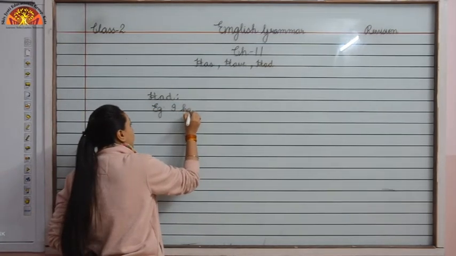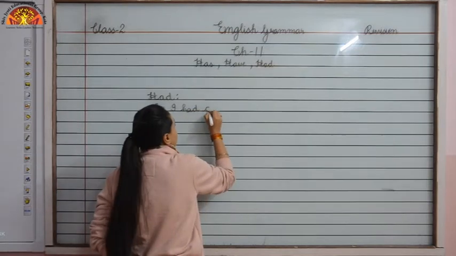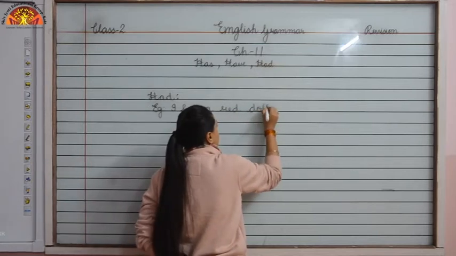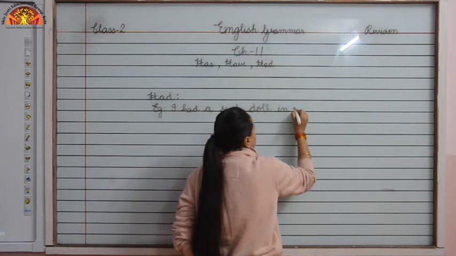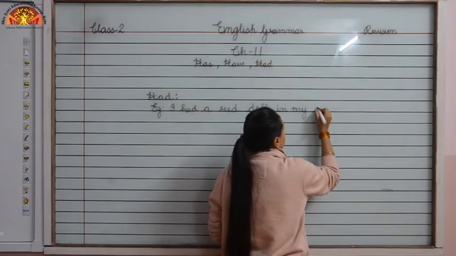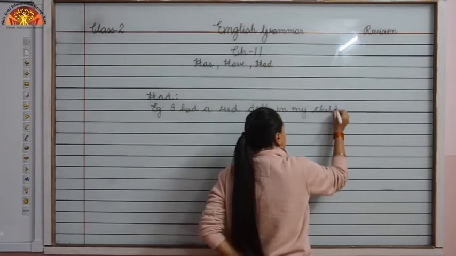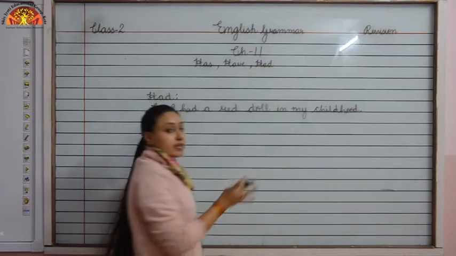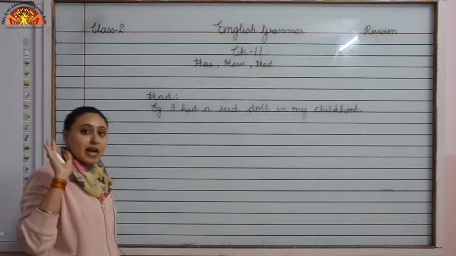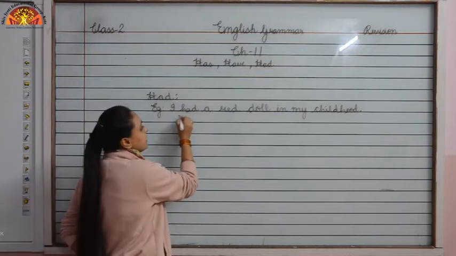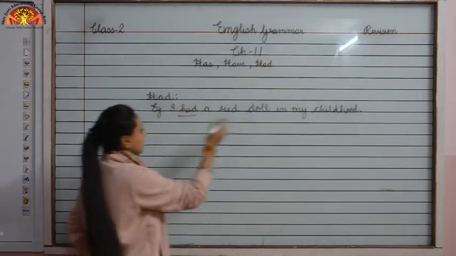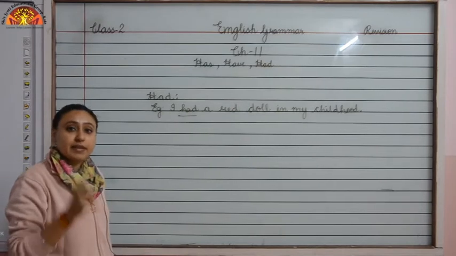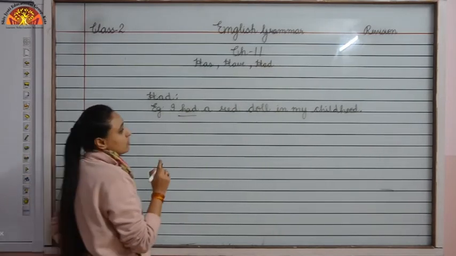I had a red doll in my childhood. So children, you all can see, now I am a big girl, I am your teacher, right? So here I am talking about past time, thing which has already happened in past, that I had a red doll in my childhood. So children, here we use had to show belongingness to the things which have already happened in past. Okay, now children, look at one more example.